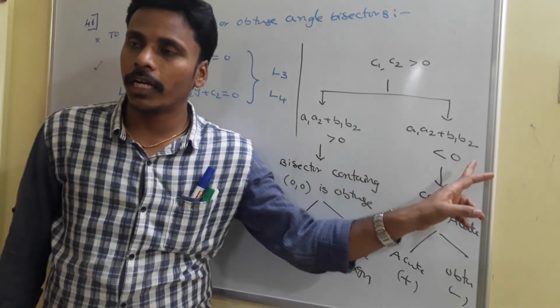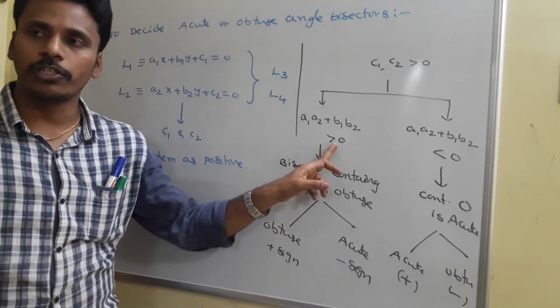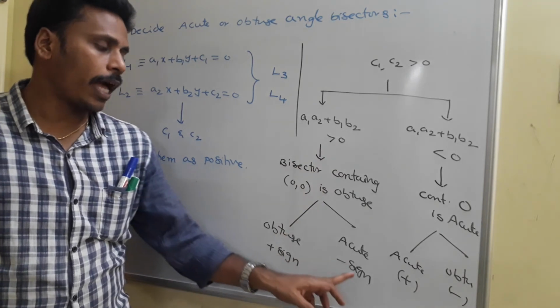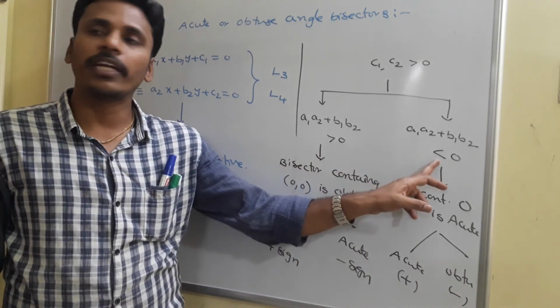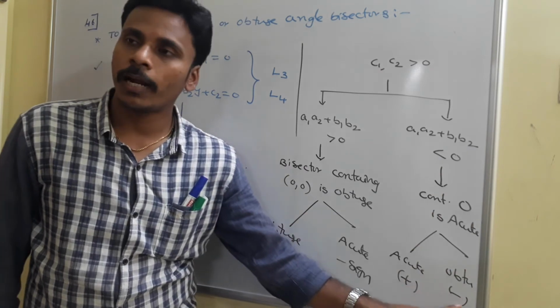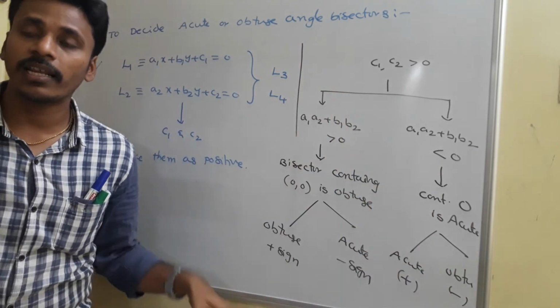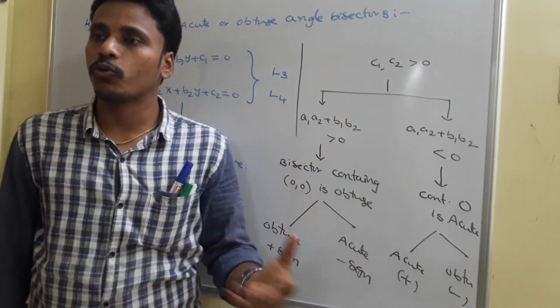That value may be negative and may be positive, right? If it is positive, obtuse is plus sign, acute is minus sign. If the value is negative, acute is plus sign and obtuse is minus sign, and this discussion helps you to find acute or obtuse angle bisector.